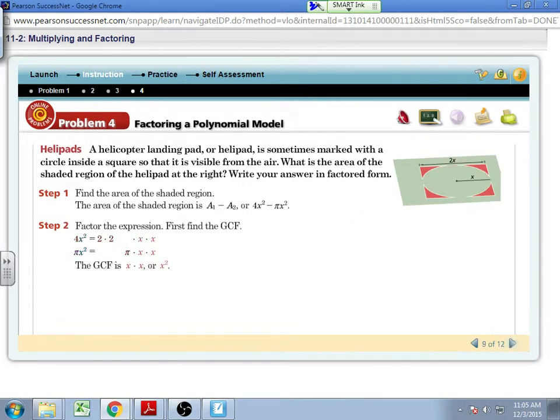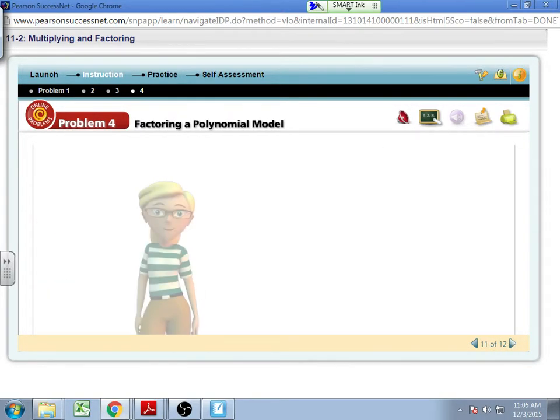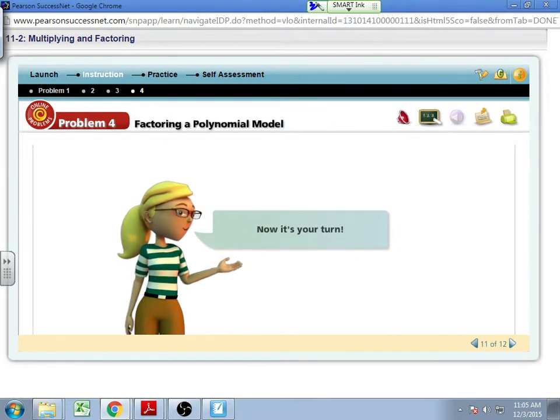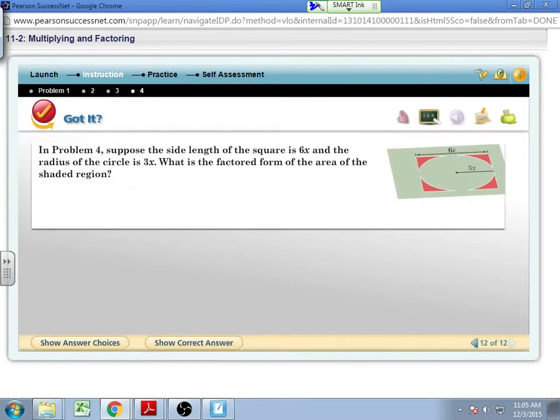In this problem, you will try the Goddard on your own. Hey, Greg, now it's your turn. Try the Goddard on your own.